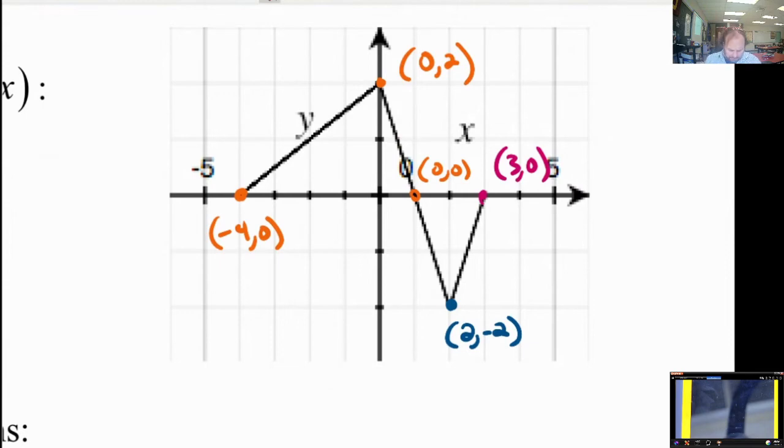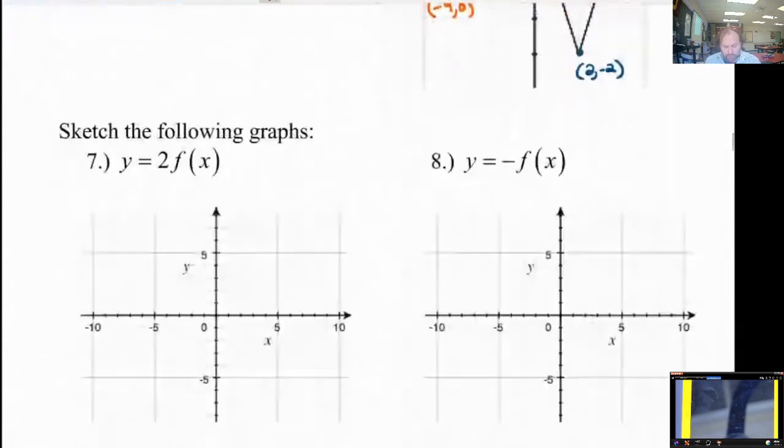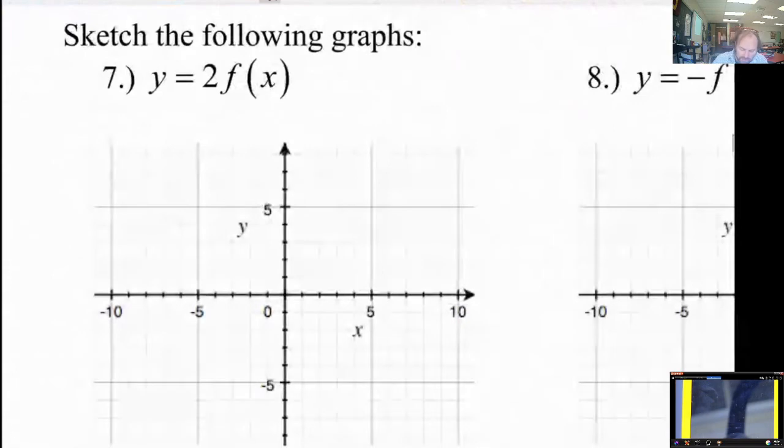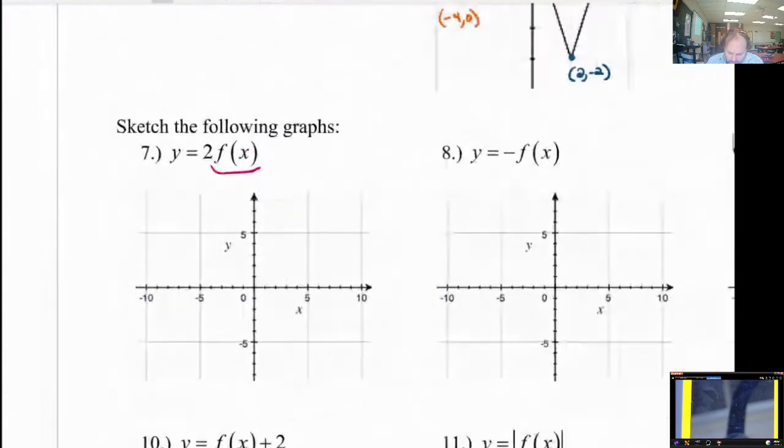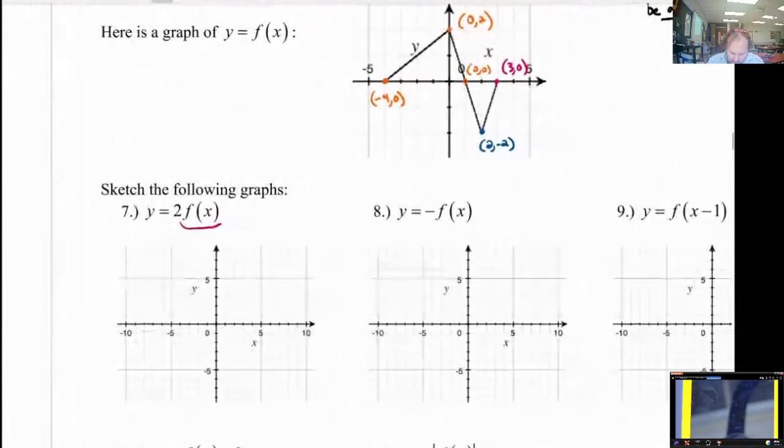So for example, the first one tells us to do 2 times f of x. Keep in mind, f of x is the y value coming out of the function. So we're going to take those y values and double all of them. Remember earlier when we noticed that -4, 0 is a key point? That point's still on the graph. That point does not change. However, 0, 2 has been doubled. It is now 0, 4 up there.